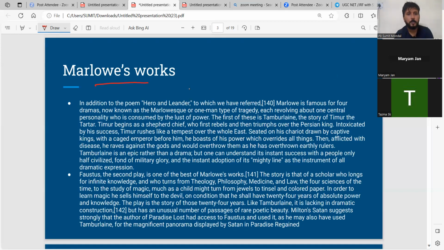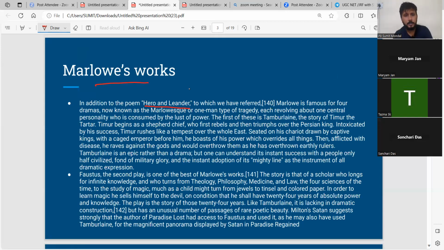Now, if you talk about Marlowe's work, there is an important poem like Hero and Leander. Very important poem. We need not focus much on it because we are trying to look at the drama. In the medieval or the Renaissance period, you can definitely find poetry. The first of these is Tamburlaine, which was written by Marlowe, a very important piece, and you can find the story of Timur. Not much information you need to collect, just know this fact.